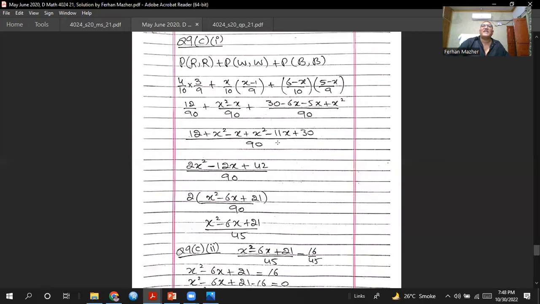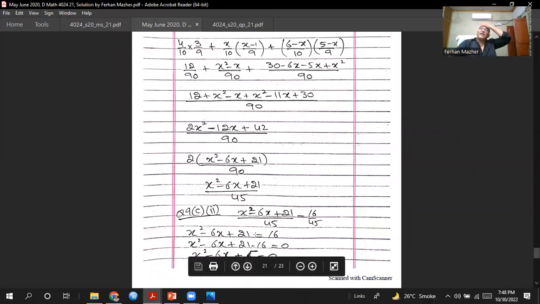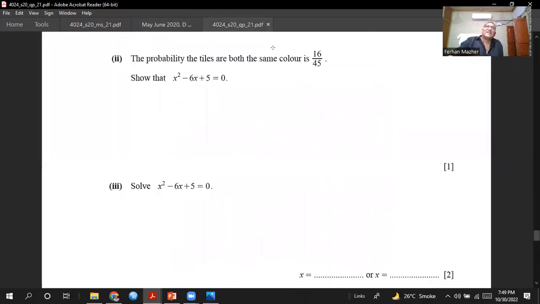We already have the probability of getting the same color. This is that probability, and he says it is 16 by 45. So we will write this equal to 16 by 45 and cross multiply. 45 is cancelled, so you are left with x squared minus 6x plus 21 equals 16. Bring that 16 to the other side: x squared minus 6x plus 21 minus 16 equals 0. So it will be x squared minus 6x plus 5 equals 0. So we have shown that equation.